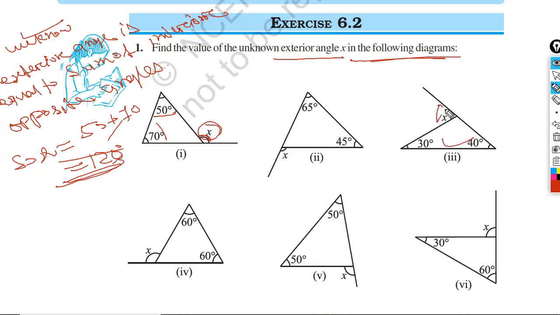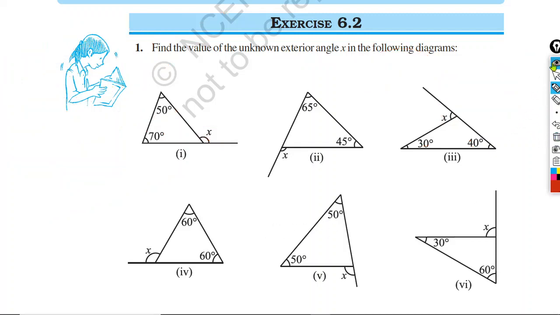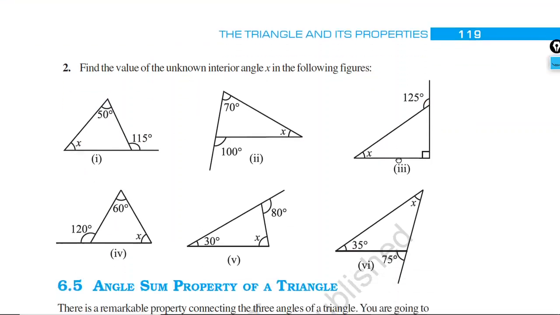Okay. Now similarly, we'll try another one, this one. Here X is also an exterior angle. First write, we know that the exterior angle is equal to the sum of interior opposite angles. Then X is equal to 30 degrees plus 40 degrees, which is equal to 70 degrees. So the X value is 70 degrees. Now you try all these questions, they are of the same type. We'll move to question number 2.